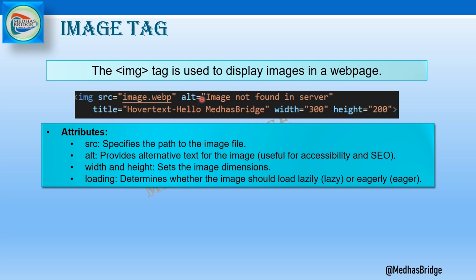This is basically alt, meaning alternative text, which is what it displays. Suppose you couldn't find the image on the server, then it displays nothing. At that time, how would the user know what's wrong? So you have to put some kind of text, like image not found on server. Then I would know, okay, looks like something is wrong, let me fix it.